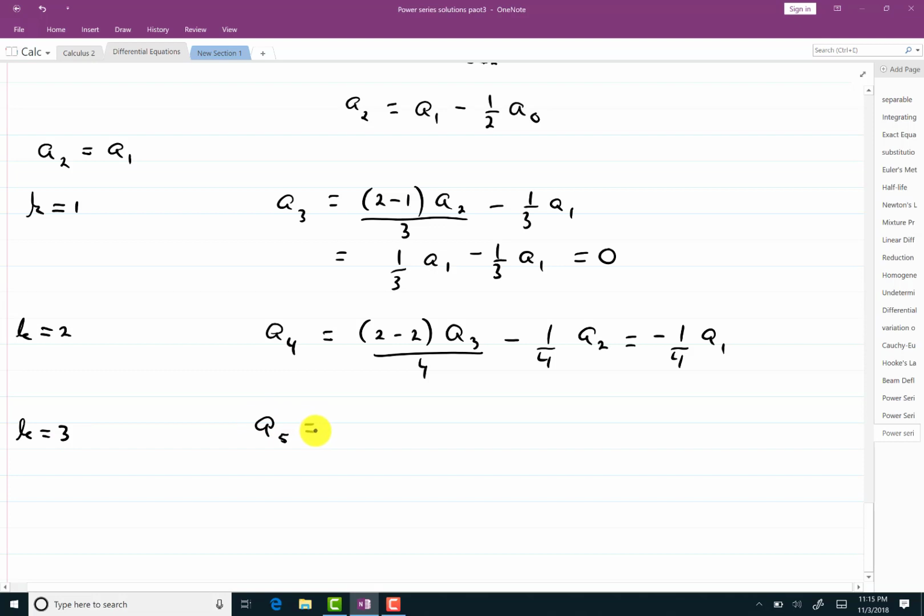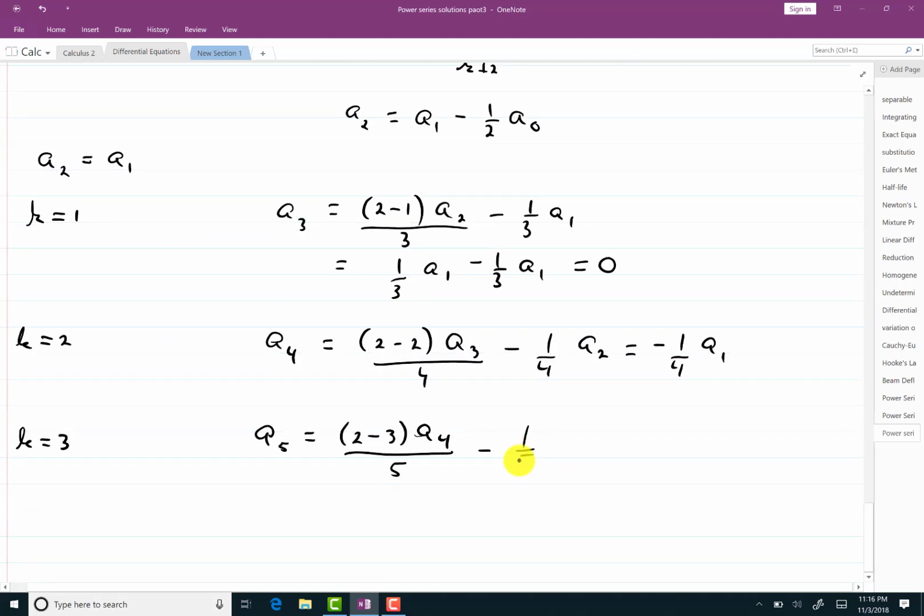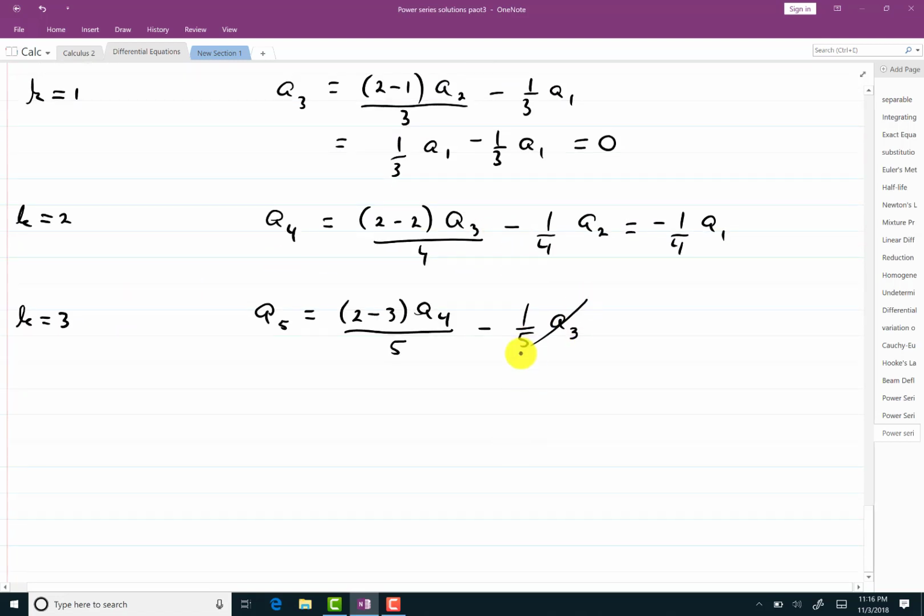A sub 5 equals (2 minus 3) a sub 4 all over 5, minus 1 over 5 a sub 3. Of course, a sub 3 is equal to 0, so it doesn't really matter. Here then, I will get negative 1/5 a sub 4, and I know that a sub 4 is negative 1/4 a sub 1, so that'll be 1 over 5 times 4 a sub 1.